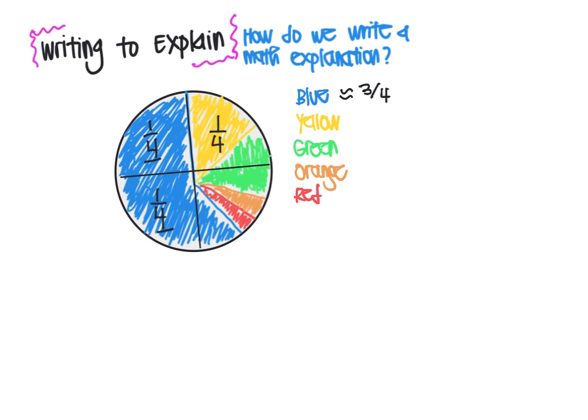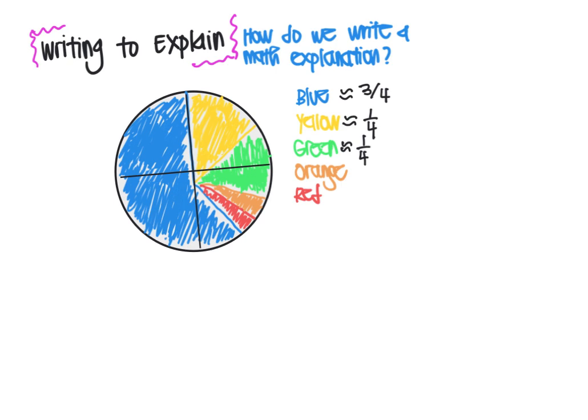I can also use the same benchmark fraction of 1/4 to explain yellow. If I look, I can say that approximately 1/4 of my circle is shaded yellow. If I wanted to describe the green, I can say that it is also about 1/4. Now, to describe the orange and the red, 1/4 is going to be a little bit too big. No worries though, I can use another way to break up my circle to find a benchmark fraction that could give me an approximate amount for my orange and my red.